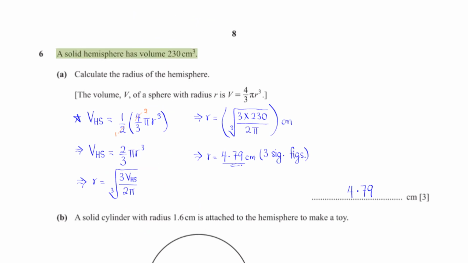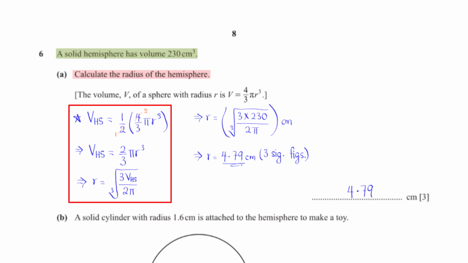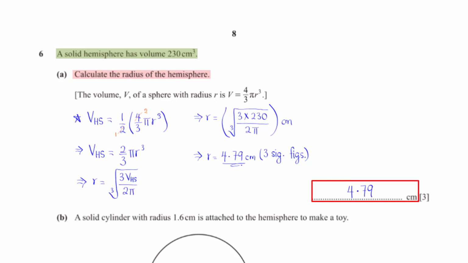A solid hemisphere has volume 230 centimeters cubed. Calculate the radius of the hemisphere. The volume of a hemisphere is half the volume of a sphere, which gives us 2 over 3 pi r cubed. When we make r the subject, this is what we have. We've been given the volume of the hemisphere to be 230 centimeters cubed. When we type this into the calculator, we get 4.79 centimeters rounded to 3 significant figures.